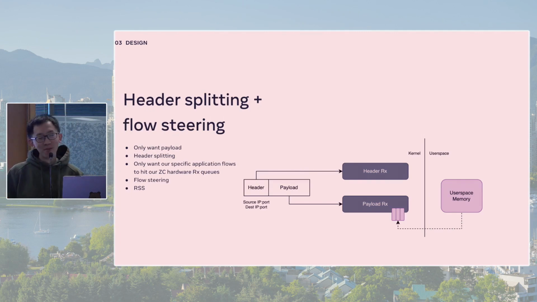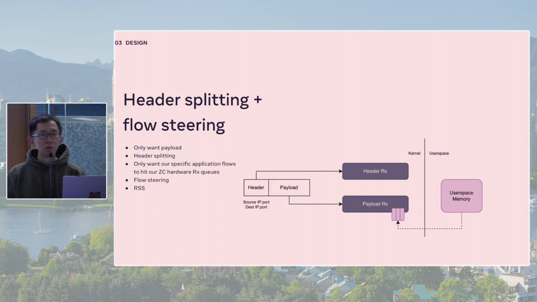We also depend on some hardware features in the NICs, namely header splitting and flow steering. We ideally only want the payload to end up in user space. We don't want to give user space the headers, or if we do, then we certainly want to take a copy in the kernel, because we're not going to trust user space to not trash the headers. So ideally, we have header splitting. In this case, each Rx queue is actually backed by two different queues, one for the headers and one for the payloads.